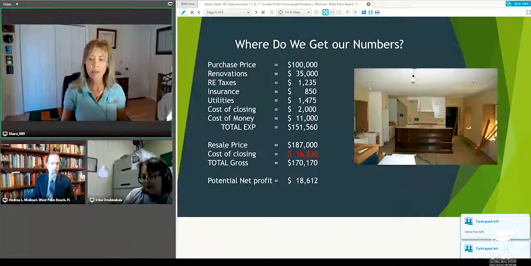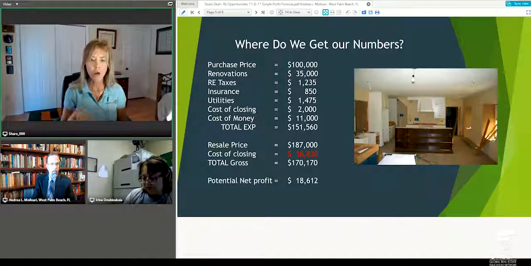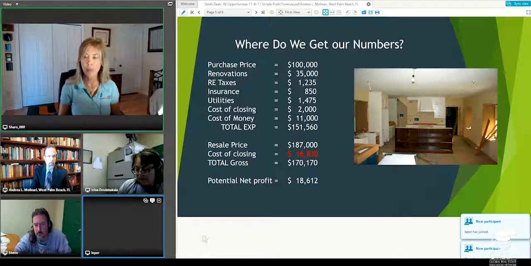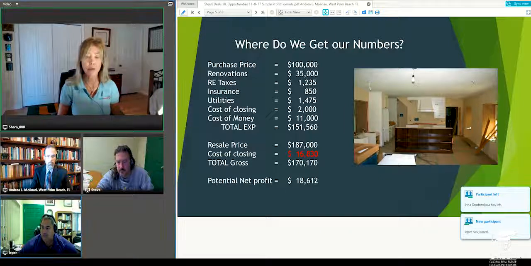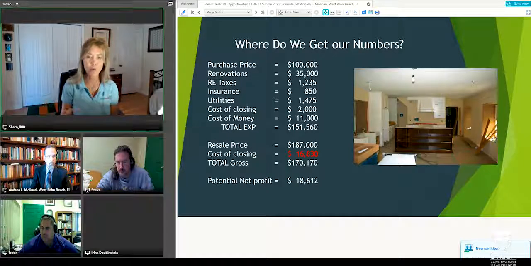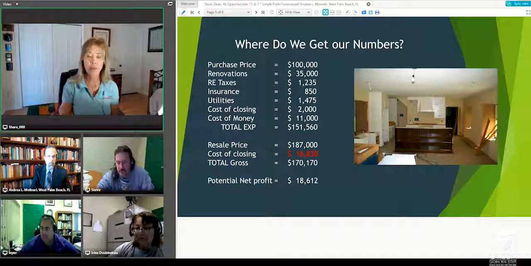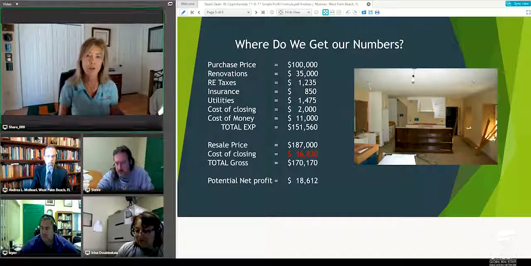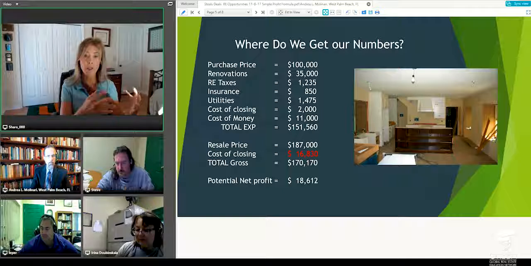So when we take our total gross of $170,000 and we subtract our total expenses of $151,000, we're going to get a potential net profit of $18,612. So based on that, we determine that we think this is worth the reward, right? The reward is worth the risk, and we're going to move forward because we believe an $18,000 return on a 6-month project with $151,000 out is a good return. And you can actually calculate your returns, have a formula built into your Excel spreadsheet that says, here's what your return on the investment is.